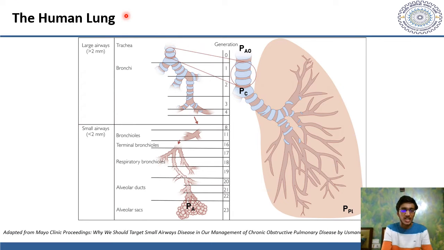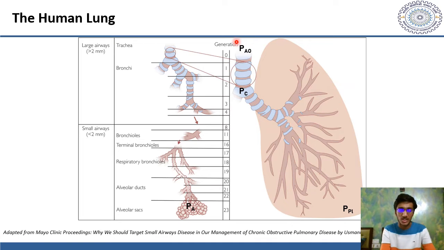To start with, let us briefly discuss and examine some parameters pertaining to the human lung which would help us in building the linearized lung mechanics model. The airways in humans are divided into two categories. Number one, the large or the central airways, which start from the trachea and extend right up to the end of the bronchi, and the small or the peripheral airways, which start from the bronchioles and extend right down to the alveolar sacs or the alveoli.